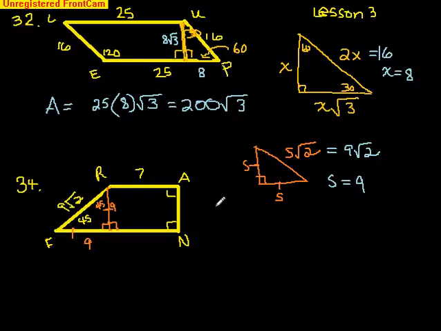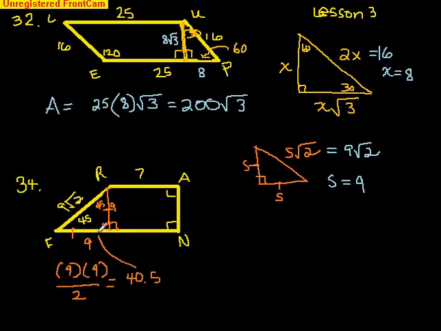Now we have everything we need to find the area. First we'll find the area of the triangle. Let's see where I did these problems. So the area of this triangle is going to be 9 times 9 divided by 2, and that's going to give us 40.5.